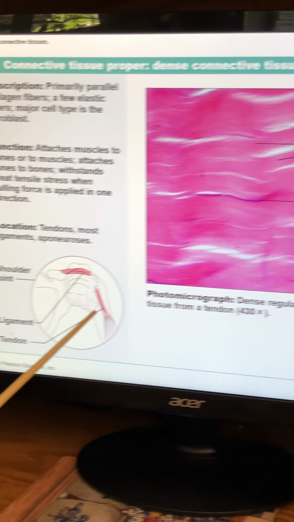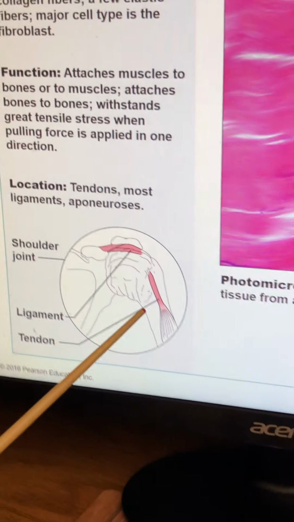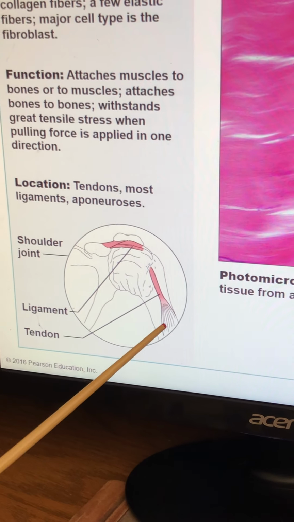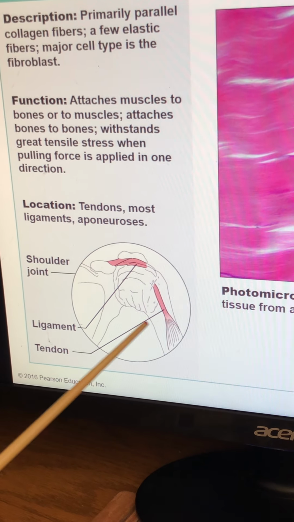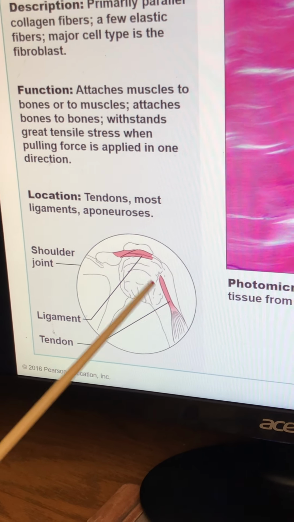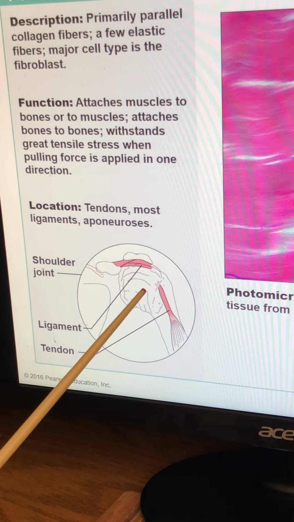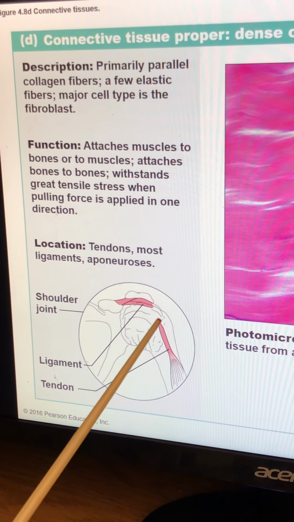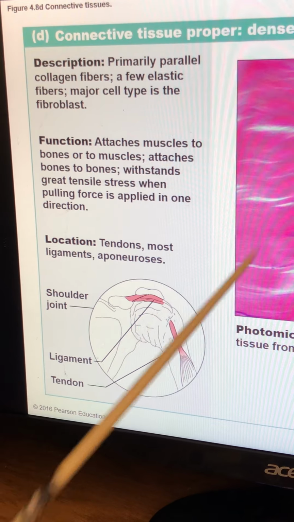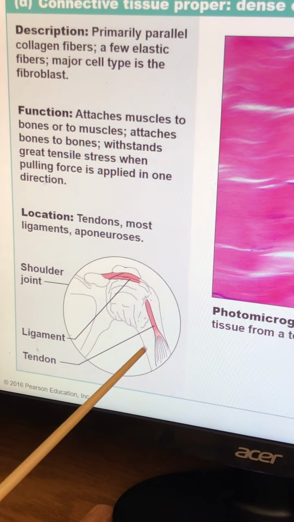this tissue here is a tendon. A tendon attaches a bone to a muscle. This is the bicep brachii muscle. And so a tendon, by definition, attaches a muscle to a bone. A ligament, by definition, attaches a bone to another bone. So they look exactly the same. This wouldn't be any different. The only difference would be what does it attach to.